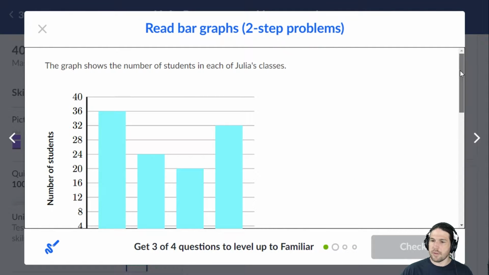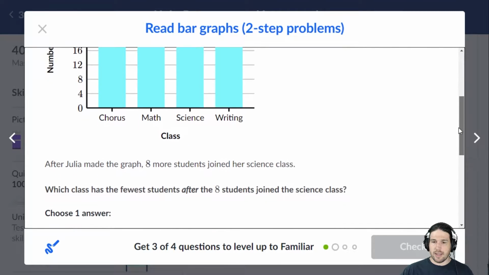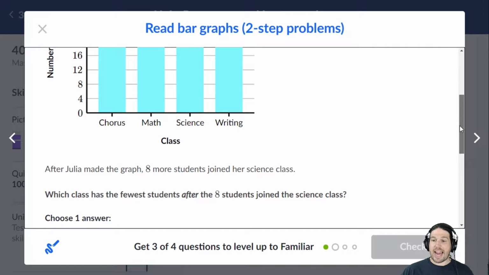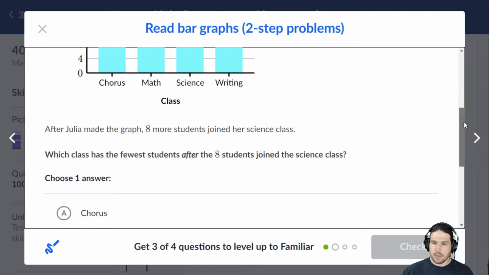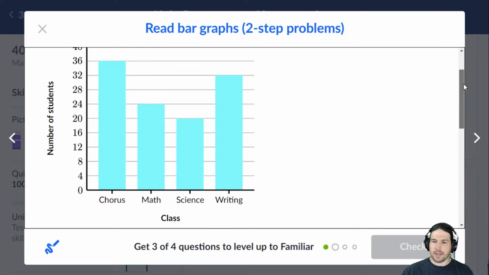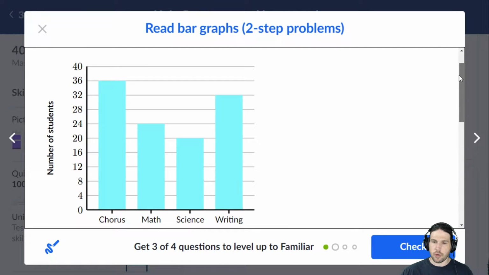Okay, we've got the number of students in each of Julia's classes. Wow, 36. That is a rough class size. After Julia made the graph, 8 more students joined her science class, bringing her up to 28, right? If 8 more students join science, it's now at 28. So after that, then math has the fewest students. Wow, chorus is really popular.